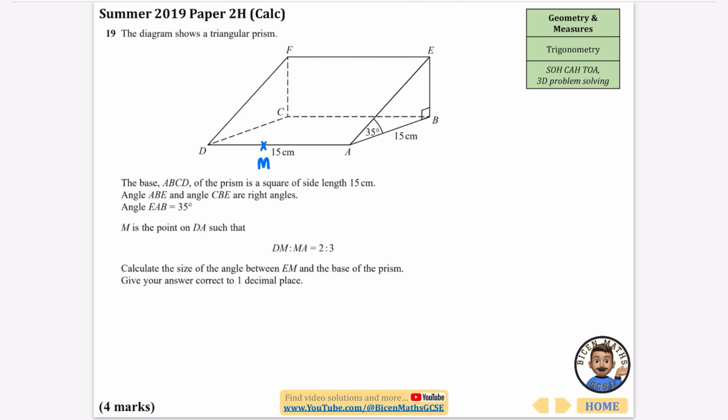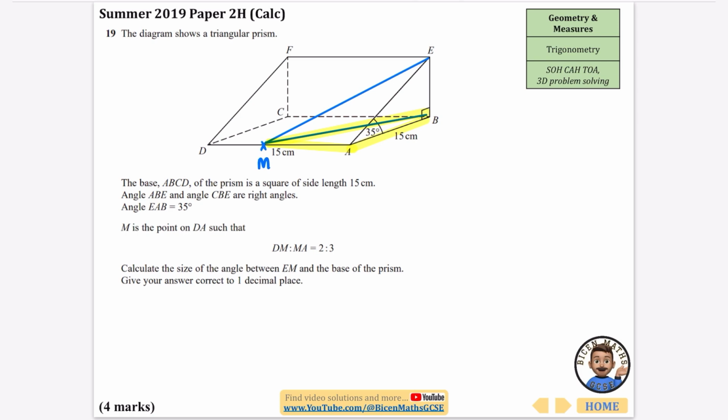Calculate the size of the angle between EM and the base of the prism. So the angle between EM is going to be this angle that we have here. There's EM. And then the base of the prism, I'm going to do from M over to B that we've got at this point here. So I think in order for us to do this, I need to know some of these lengths. I want to find out the length of this line that we've got, and to do that, I'm going to have this triangle that we've got here. And then I think we're going to need to find out the length of probably this part at the back. And we'll do that one in just a second.